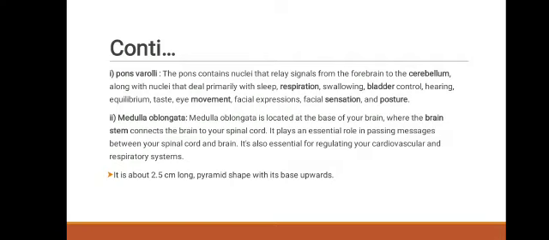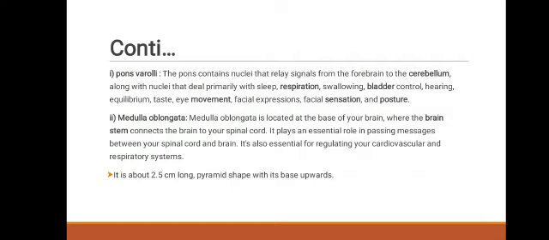In that first, pons varolii. The pons contains nuclei that relay signals from the forebrain to the cerebellum, along with nuclei that deal primarily with sleep, respiration, swallowing, bladder control, hearing, equilibrium, taste, eye movement, facial expression, facial sensation, and last one, posture.